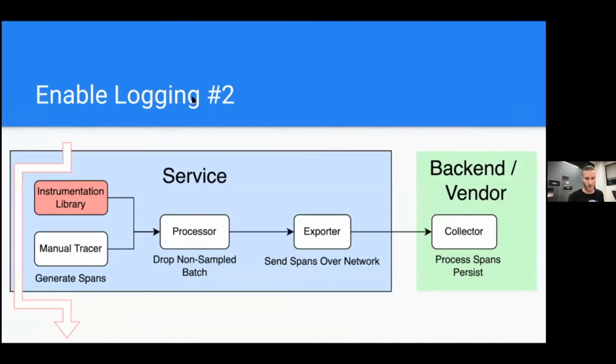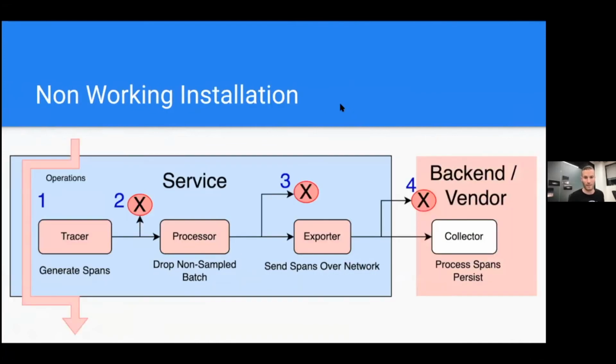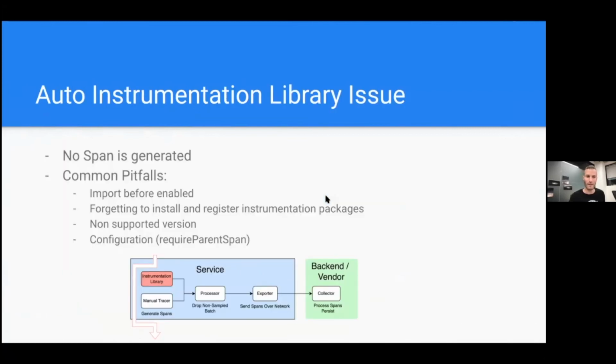So this was the second example, and now what I want to do is discuss common issues with OpenTelemetry auto-instrumentation libraries. This is number 1, the first case in this diagram. The issue here is that no spans are even being generated. So of course, if nothing is being generated, we can't expect to later see it in Jaeger. I have 4 common pitfalls in this category.